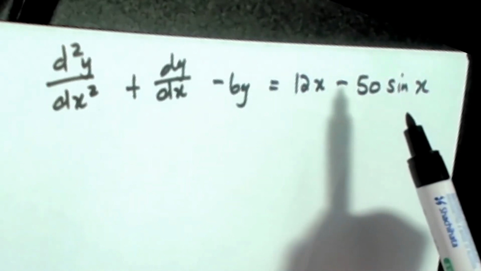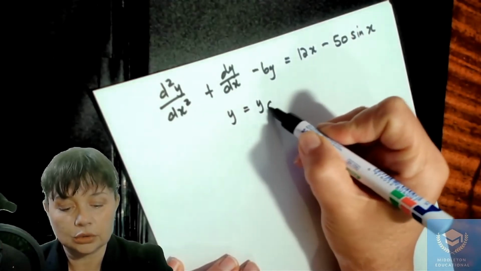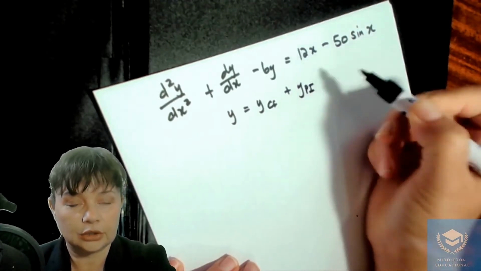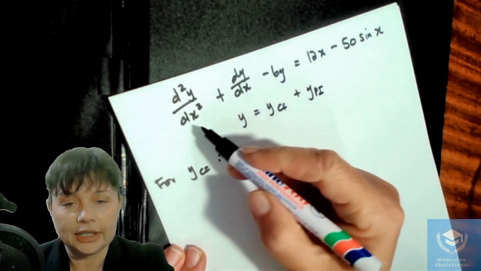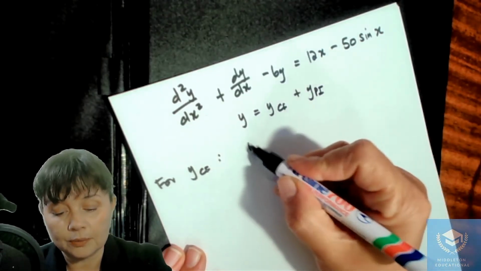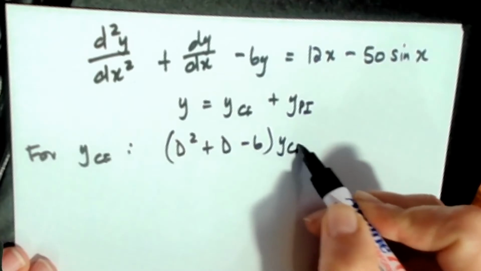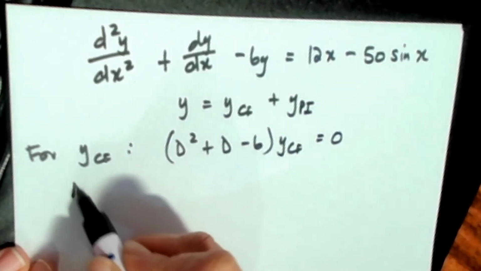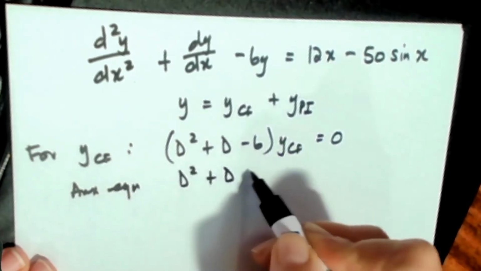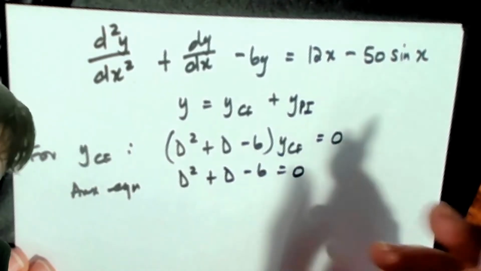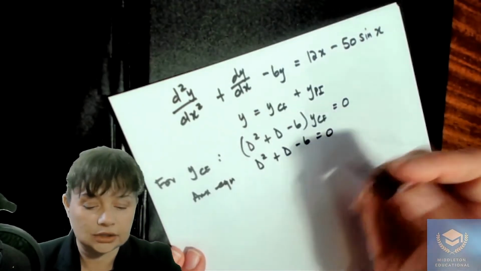Then we know that because this is non-homogeneous, our solution has to equal the complementary function plus the particular integral, right? So for our complementary function, we can write our differential equation in the operator form, D squared plus D minus 6, y_cf equals 0, right? So then our auxiliary equation is going to be D squared plus D minus 6 equals 0. So now we want to find the roots of this equation because that will tell us what the form of our complementary function is going to be.